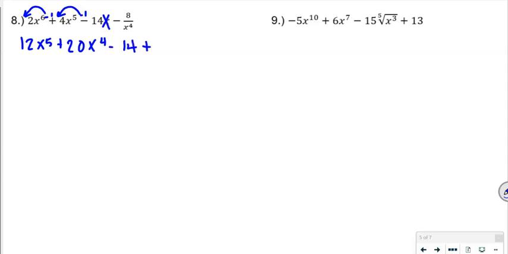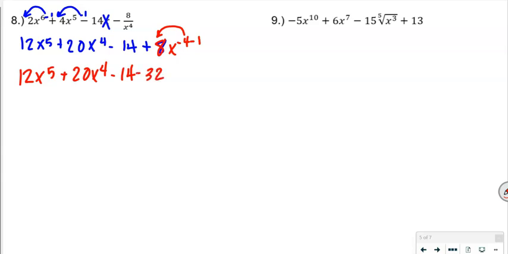We're going to look at this one. I'm going to write it in a different color because I'm going to still have to reduce it. So it's going to be 8. I said I was going to write it in a different color, and then I didn't. 8x to the negative 4, right? So we're going to subtract 1 from that, multiply that up there. So this is simplified as it can be, 12x to the 5th plus 20x to the 4th minus 14, and then this is going to be negative 4 times 8, so that's going to be negative 32.